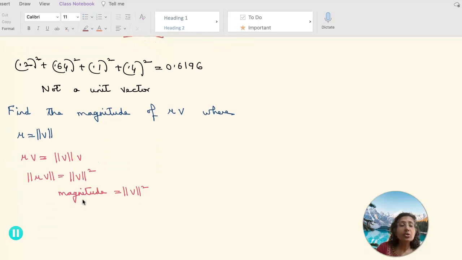Again, find the magnitude of mu V, where mu is norm V. So mu V will be norm V into V. To find the magnitude, what do we do? We take the norm. So norm of mu V is norm V into norm V, that is norm V squared. So the magnitude is norm V squared.